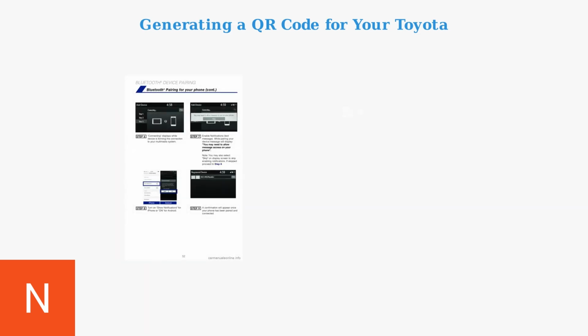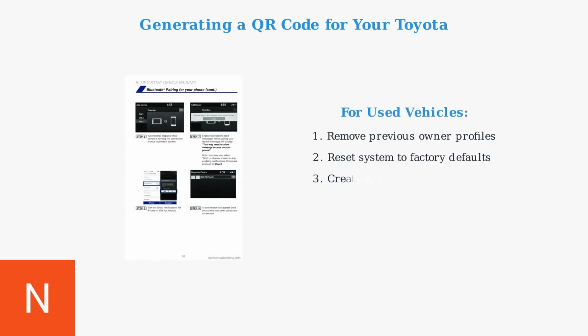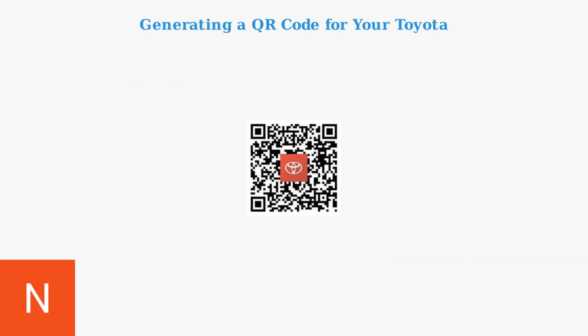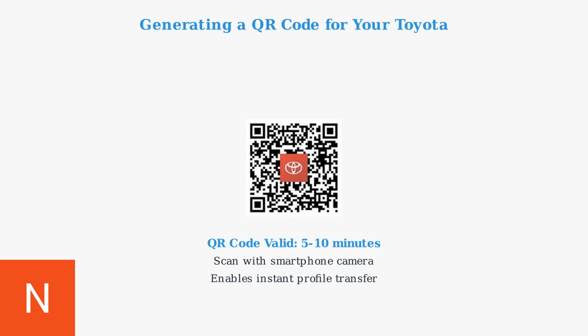For used vehicles, first remove any previous owner profiles and reset the system to factory defaults. This ensures a clean setup before creating your new profile. The generated QR code features Toyota branding and remains active for a limited time window. Simply scan it with your smartphone camera to establish the connection.